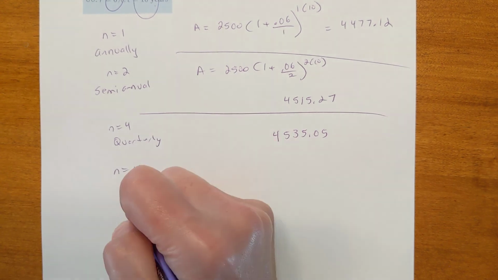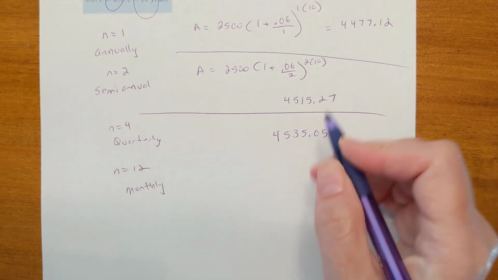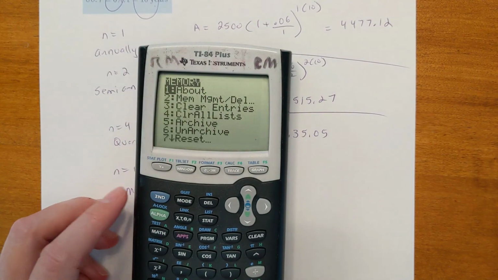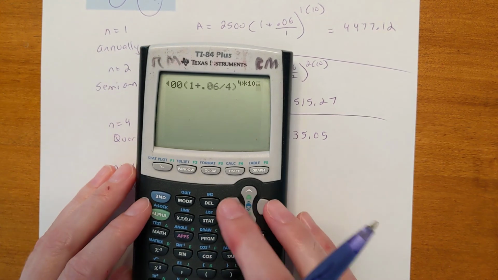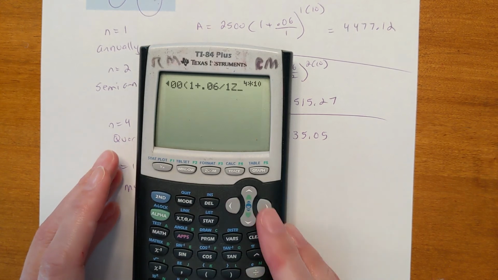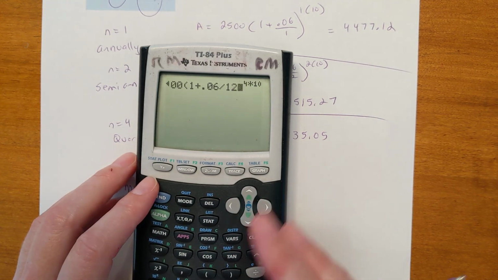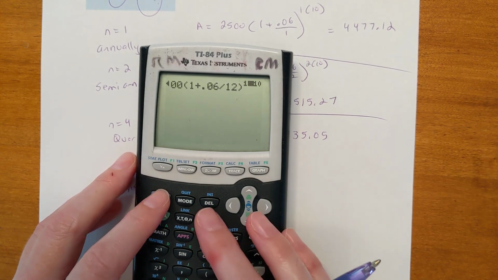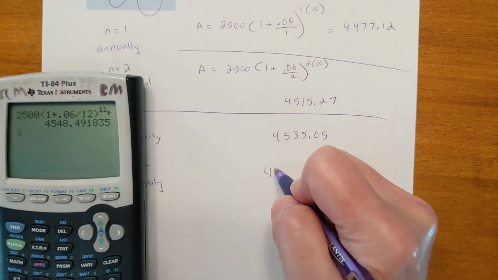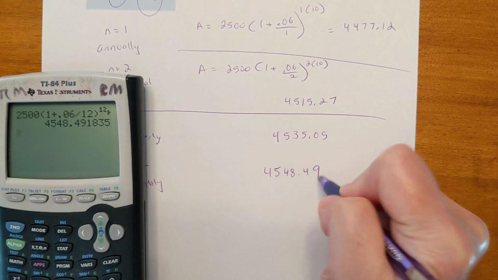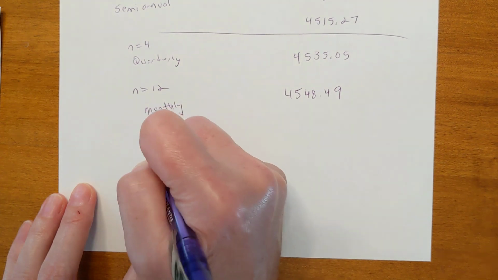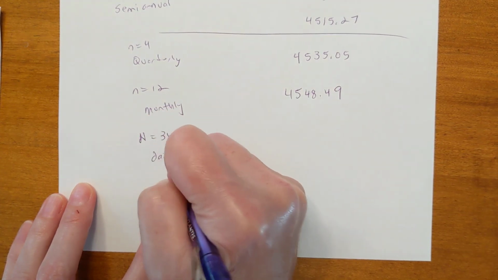Then you've got n equals 12. When n equals 12, that means you're earning interest monthly. So we need to replace the 4 with a 12 now in that formula. So second, enter, and I'm going to change that 4 to a 12. I hit second, insert, and then 12 up there, enter, and I get $4,548.49.